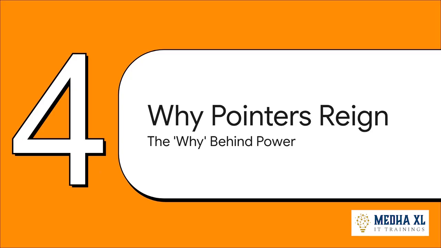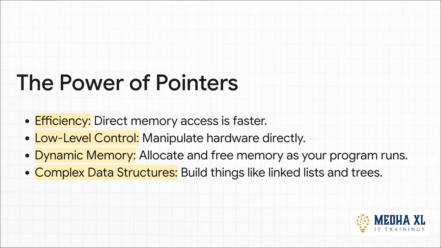Okay, so let's zoom out for a second. We've seen what pointers are and how they work, but the big question is why? Why are they so central to C? Why does this all matter so much? Well, it really boils down to two things: raw speed and absolute control. By using pointers, you're talking directly to the computer's memory. There's no middleman, which makes things incredibly fast. This also gives you the power to manage memory dynamically, grabbing it when you need it and releasing it when you're done. This is the bedrock for building seriously high-performance data structures like linked lists or trees from scratch.